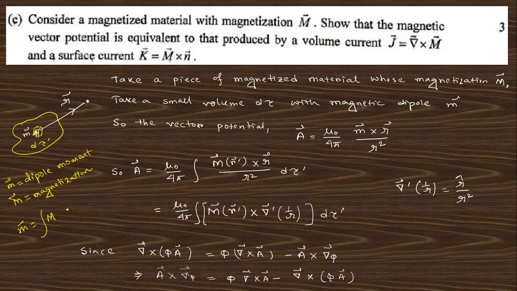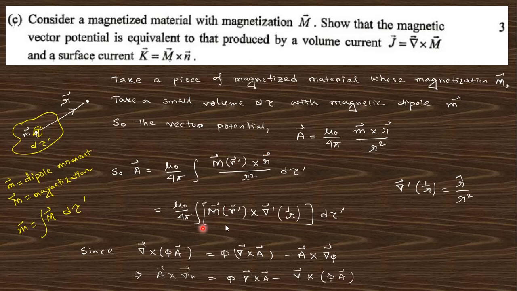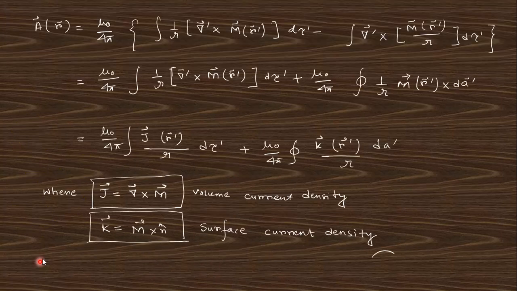Integration M d tau, simple. So put this value of small m, you can see here M d tau. So this can be written in this form. After that, this is the vector identity. After that, you can write it in this form.